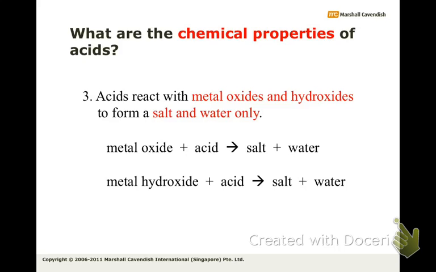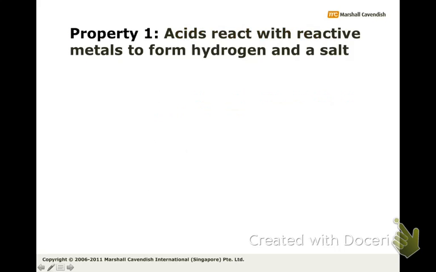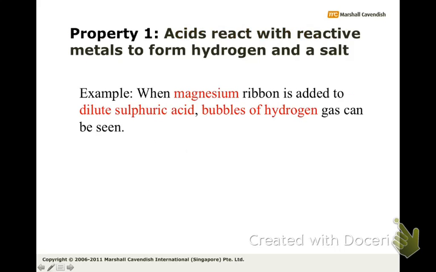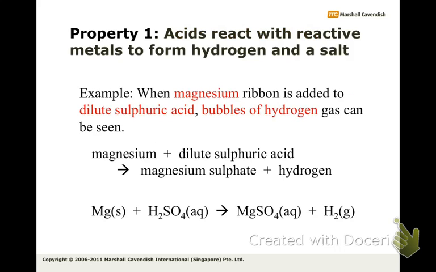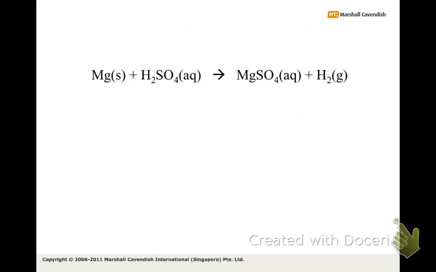Okay, so let's talk about property number 1. When acids react with reactive metals, let's say we use an example of magnesium ribbon reacting with dilute sulfuric acid, then you'll get bubbles of hydrogen gas, your effervescence. And then here is your chemical equation, pretty standard. Basically, magnesium sulfate is the salt that is produced.